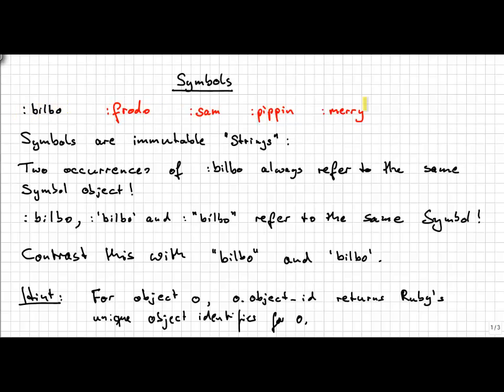And in many ways, symbols are and behave like immutable strings, meaning you cannot change the value of a symbol. A given symbol always has the same value. And what is more, if you have multiple occurrences of the same symbol, they always refer to the same symbol object. So if we have two occurrences of :Bilbo in our code, it always refers to the same symbol object for :Bilbo.